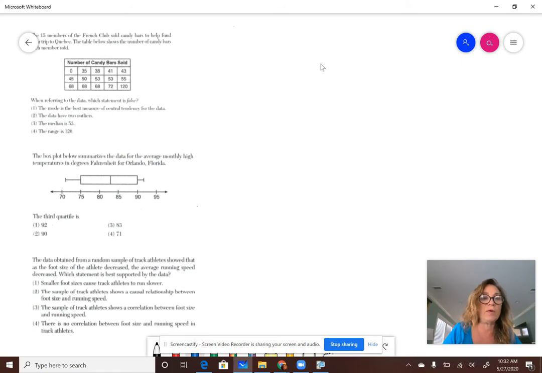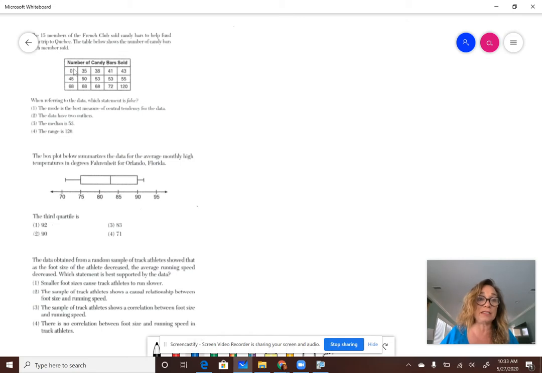Choice 1, the mode is the best measure of center. Well, I know automatically that is the answer because you don't use the mode for the best measure of center, so it's kind of like a trick. So it is going to be choice 1, but let's just go through the others to see what the deal is, okay? So the data has 2 outliers.